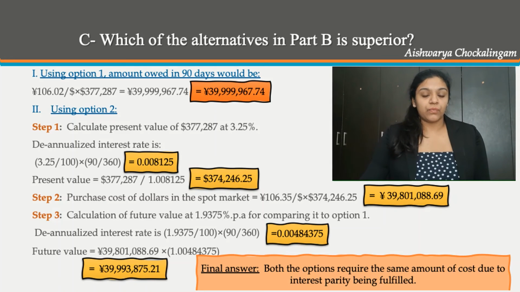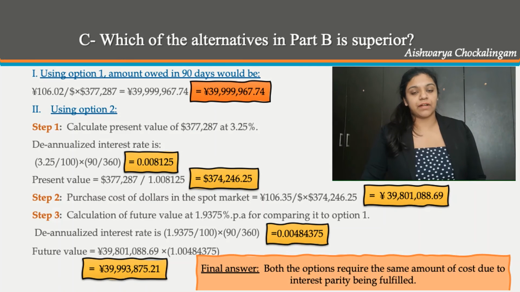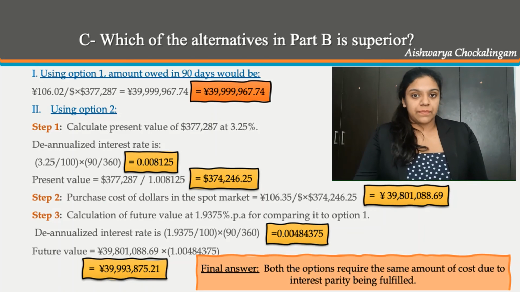Now for step 2, we have to calculate the cost of purchase of dollars in the spot market, which will be calculated by multiplying the forward rate of 106.02 Japanese yen per dollar by the present value we just calculated in step 1, which will give us a total value of 39,801,088.69 Japanese yen. So now in step 3, we are required to calculate the future value at an interest rate of 1.9375% per annum to compare it to option 1.